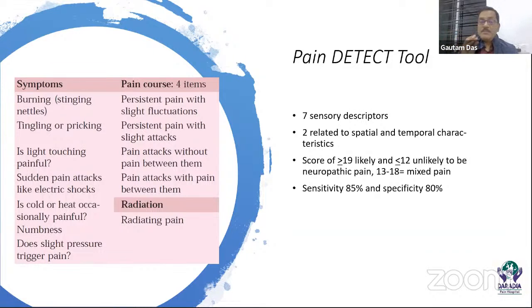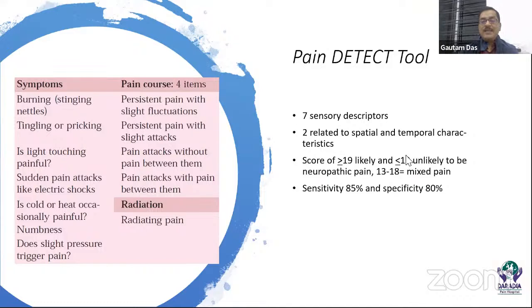That means for burning sensation, if it is not there, 0. Mild, it might be 1. And very severe, excruciating, it might be 4 or 5. In that way, tingling, and each of these symptoms can be somewhere between 0 to 5. And the 7 into 5, that means 35. Then there are 4 kinds of pain fluctuations, and each again carries some marks, and the radiation, whether the pain has radiation or not, carries 1 mark. So if the total score is 19 or more, then it is neuropathic pain.